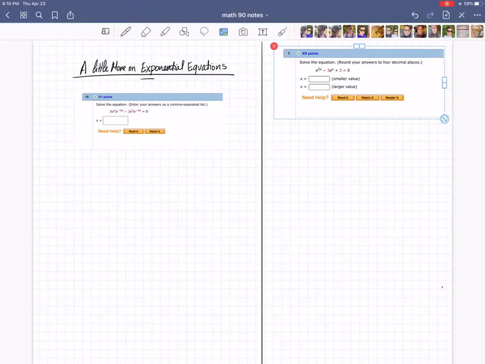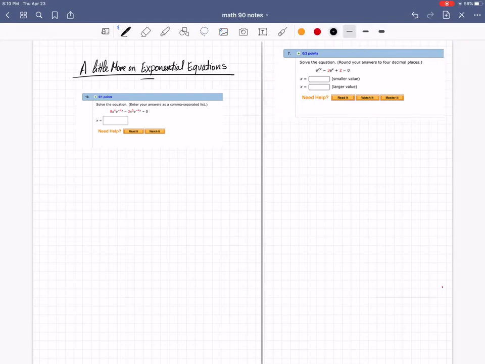In this video, I wanted to do an example with you where we look a little bit deeper at exponential equations and remind ourselves that just because now we know how to solve exponential equations doesn't mean that we've forgotten how to use other techniques for solving equations. Both of these are problems from your homework.